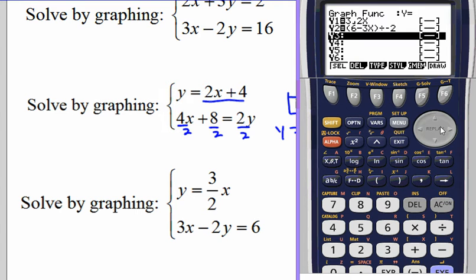Now looking at this, I'm a little worried up here. I like to put my fractions in parentheses on this, because I want to make sure it does 3 divided by 2, then multiplies it by x. I don't want that x in the denominator.